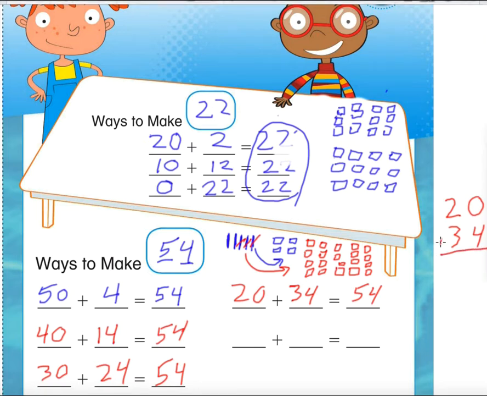Now what is 4 plus 0? Well, 4 plus 0 is easy. That's just 4. And now we can add 2 plus 3. And 2 plus 3 is 5. And we still got 54. All right? So no worries.